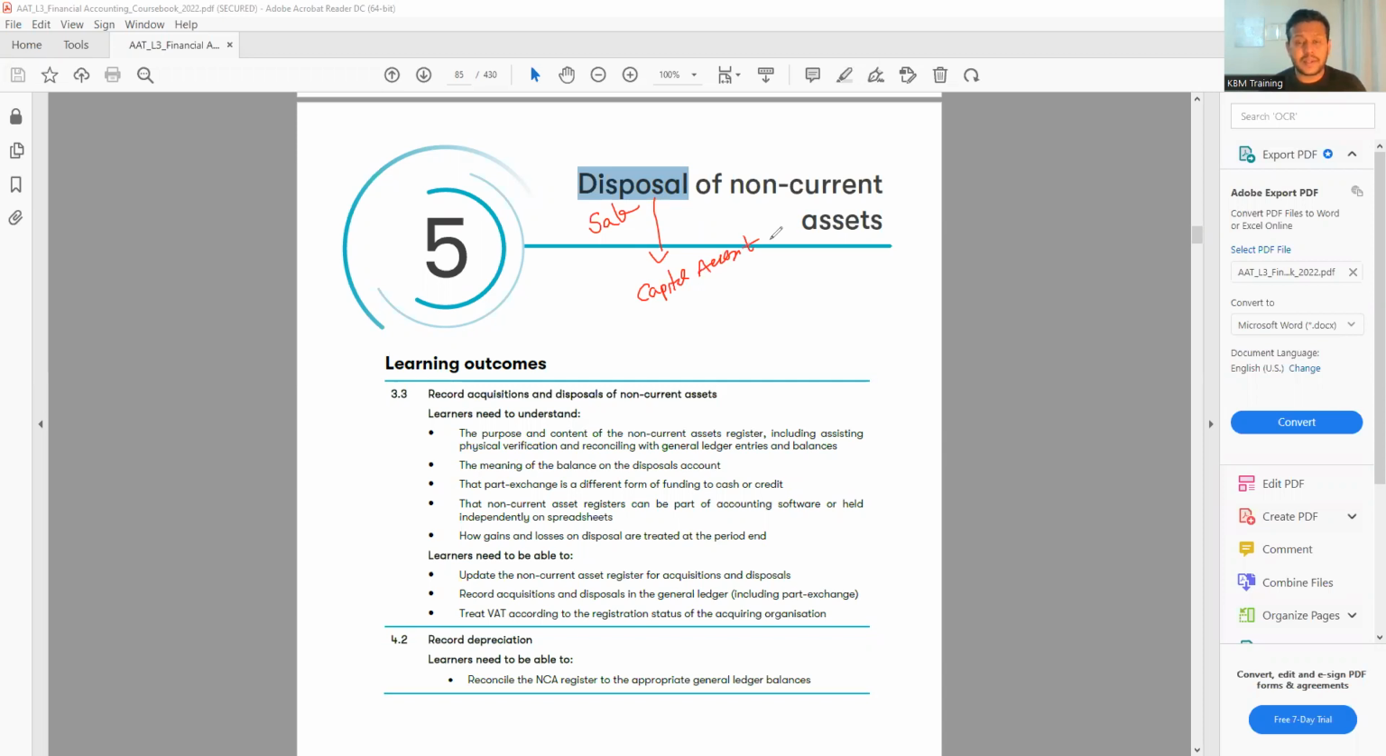Now, what are capital assets? A capital asset means an asset we buy with the intention to use it in the business, but not to sell it. So if we buy any asset with the intention that we are going to use it in the business, but not with the intention to sell it, we call it a capital asset.